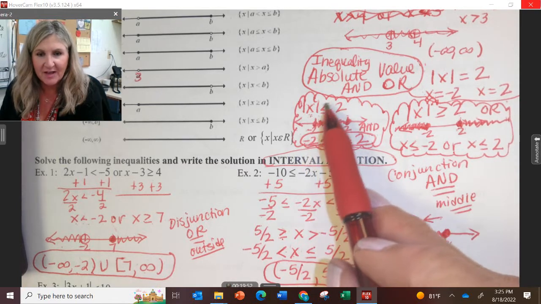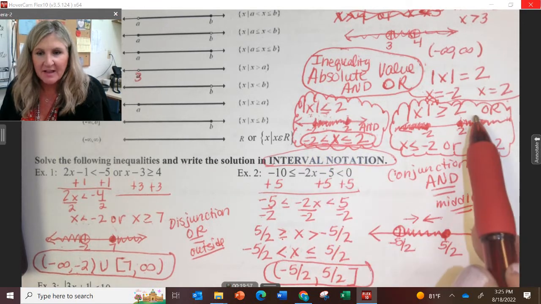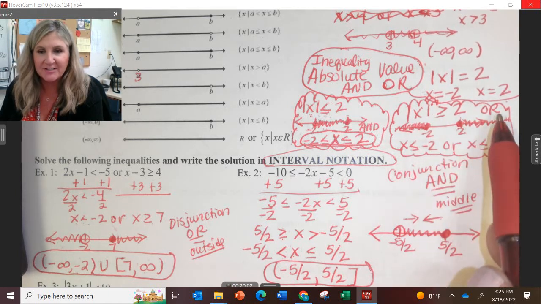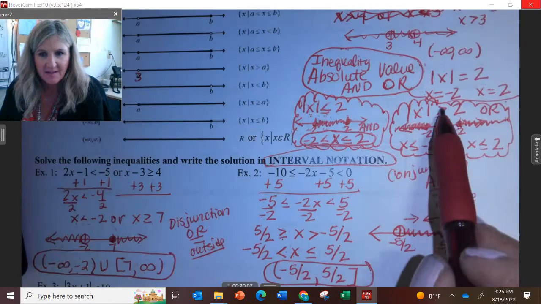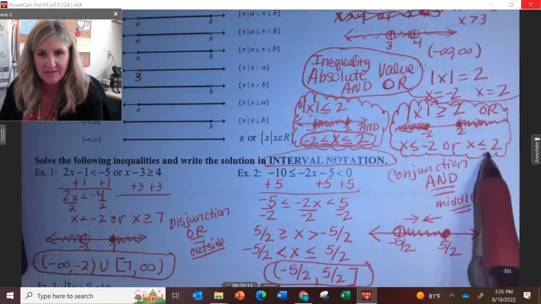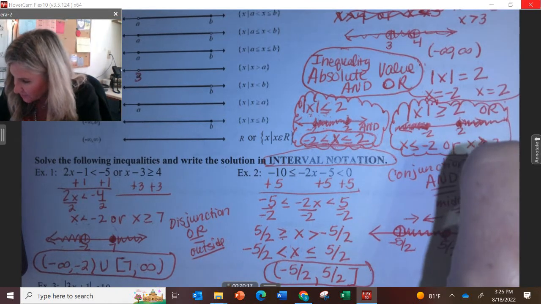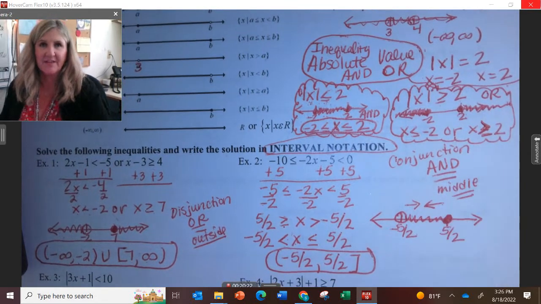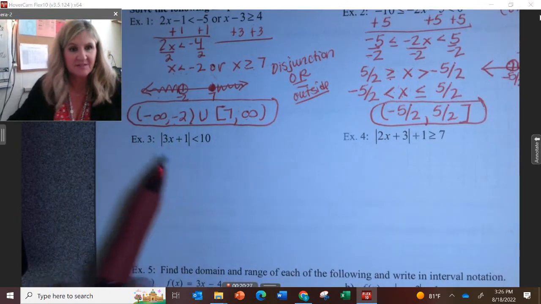So if I have absolute value and it's less than, that's an and. If it's absolute value and it's greater than, that's an or. And it gets set up like this. X has to be less than or equal to the opposite, or X has to be, sorry, greater than or equal to 2. Okay? Sorry, greater than there. My lines keep going out. Okay. Here we go. Let's go to this problem.